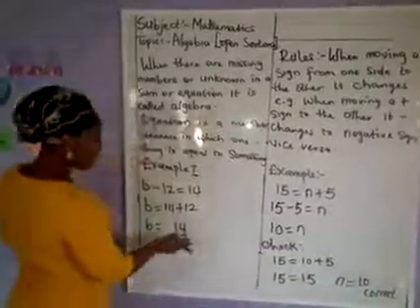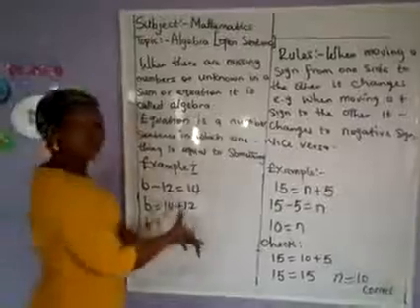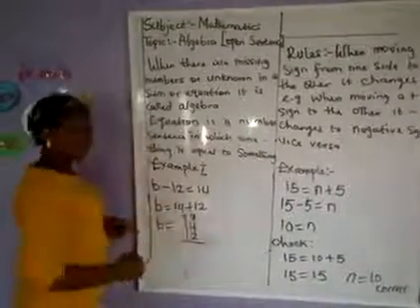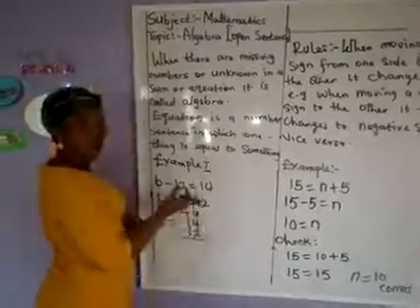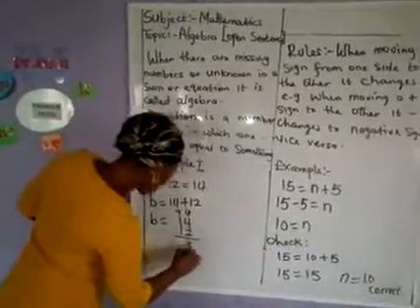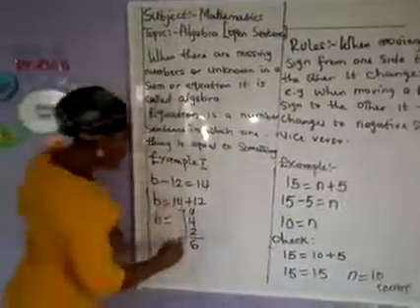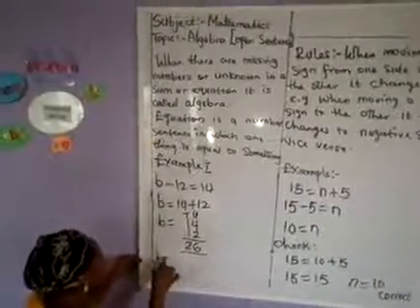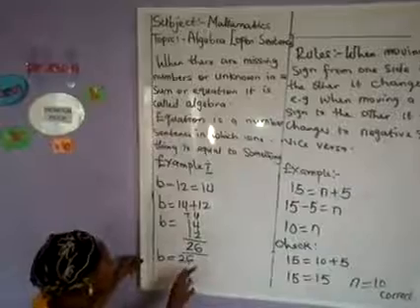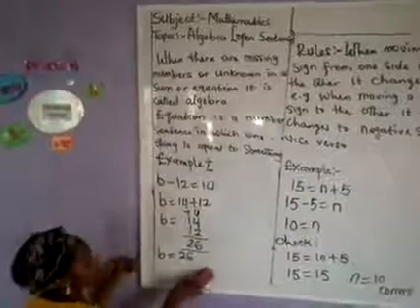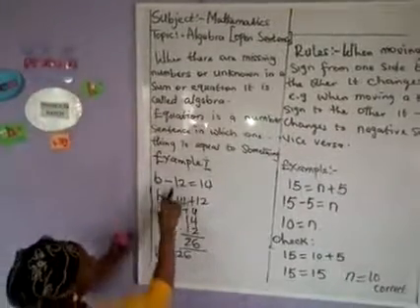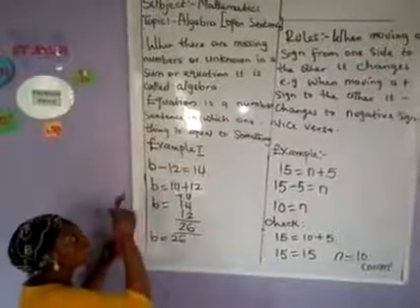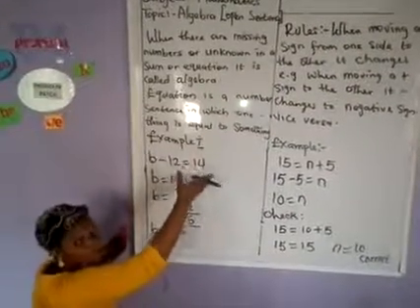So you add together. Start adding your digits from the unit side. This is our unit and this is our tens. So when you add 2 plus 4 gives us 6. Then 1 plus 1 gives 2. So our b equals 26. That is, 26 is the actual sum of that equation, whereby 12 is being taken from 26, where we have 14 as our answer.